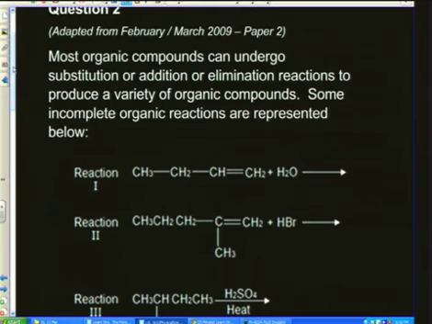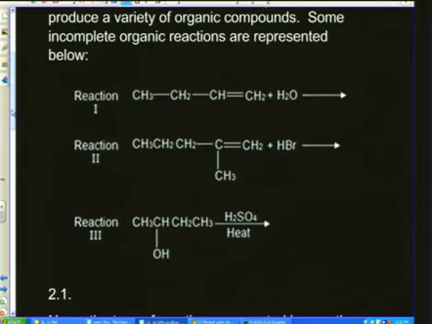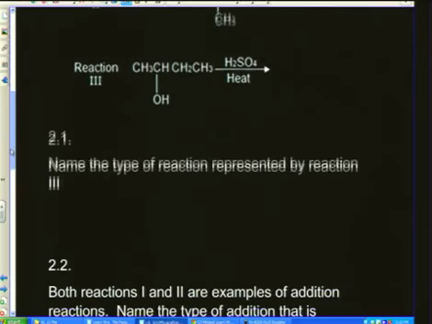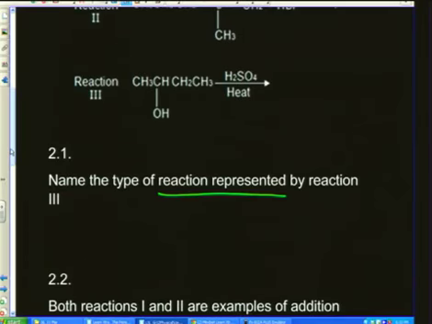It says most organic compounds can undergo substitution or addition or elimination reactions. They produce a big variety. There are some incomplete ones over here. So reaction 1, reaction 2, reaction 3, and we can have a look at that. Name the type of reaction represented by the third one. So here we've got reaction number 3.